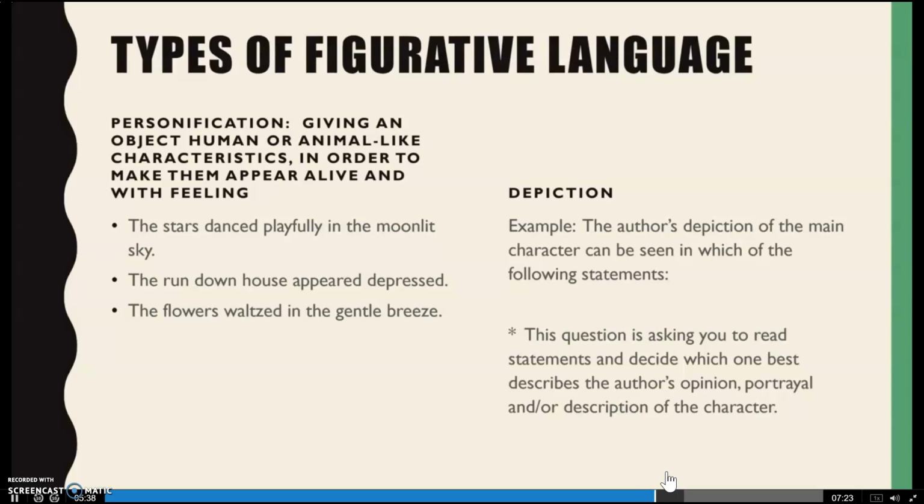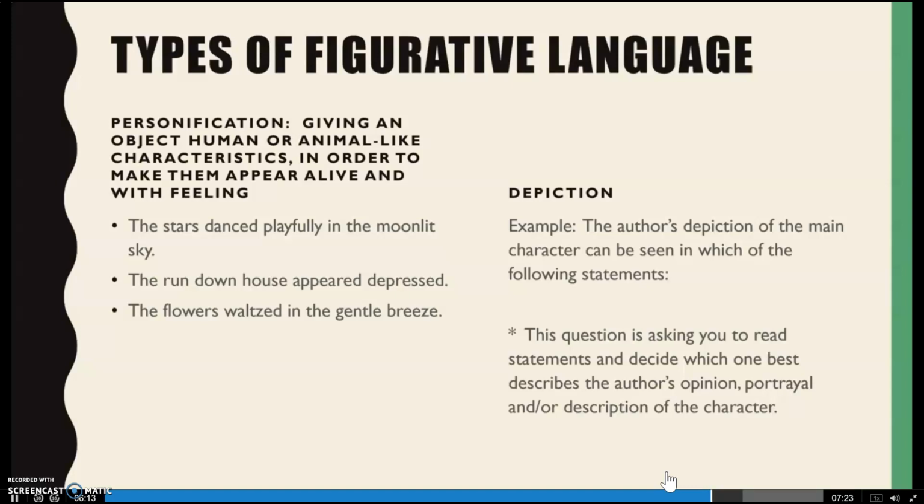Okay. The second one, the run-down house appeared depressed. We know that houses don't become depressed. They don't have emotions, but that's giving an object a human-like character so that we understand how badly it looks. Okay. The flowers waltzed in the gentle breeze. Again, flowers don't dance, they don't waltz, but we're giving that object human person characteristics, making them appear that way. Personification. So think of that root word in there.